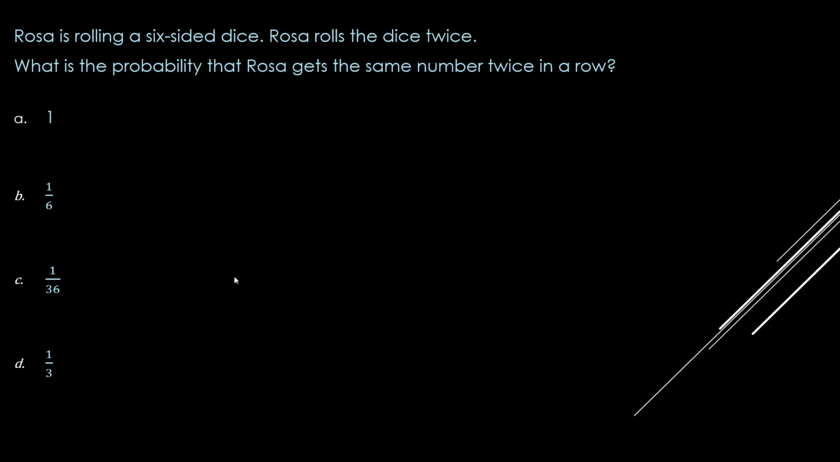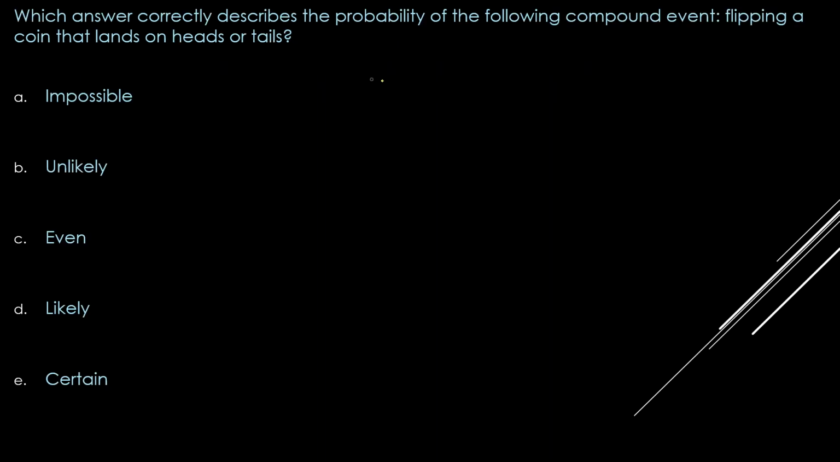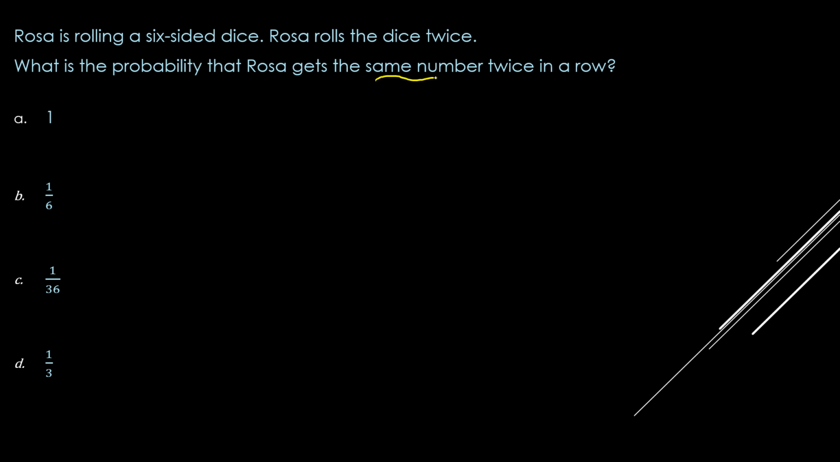Alright, next question says that Rosa is rolling a 6-sided dice. Rosa rolls the dice twice. We want to know, what is the probability that Rosa gets the same number twice in a row? So this is tricky because you have to think. She's rolling the dice 2 times. Okay, so think about a dice and any number you could roll on it. Let's say a 4. I want to know what's the probability I roll a 4 and then I roll it again because I'm rolling the same number twice in a row. So what I'm actually doing here is rolling a 4 and rolling a 4 again.